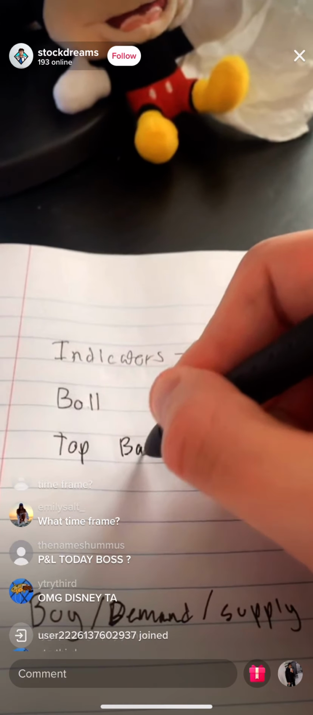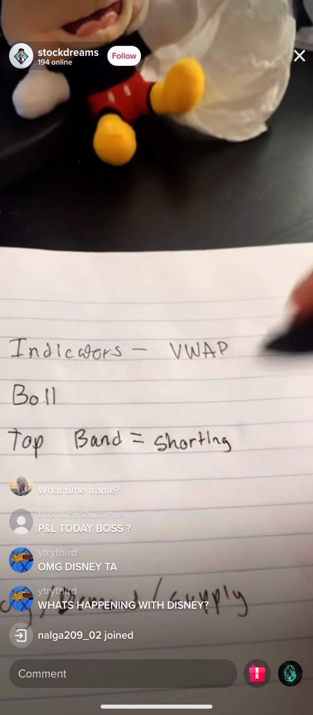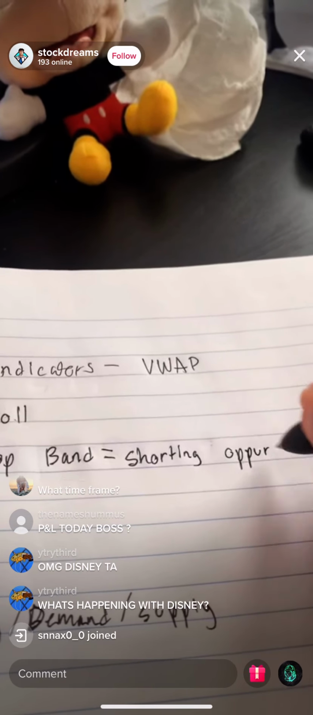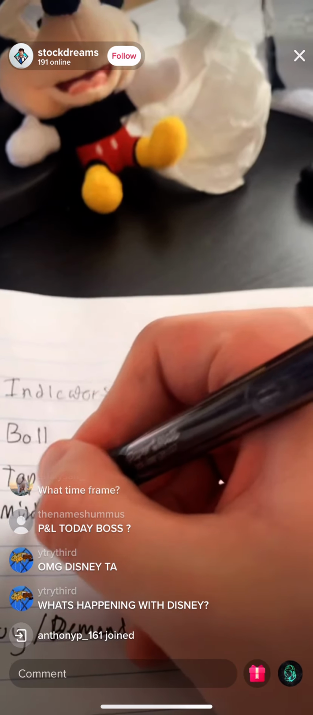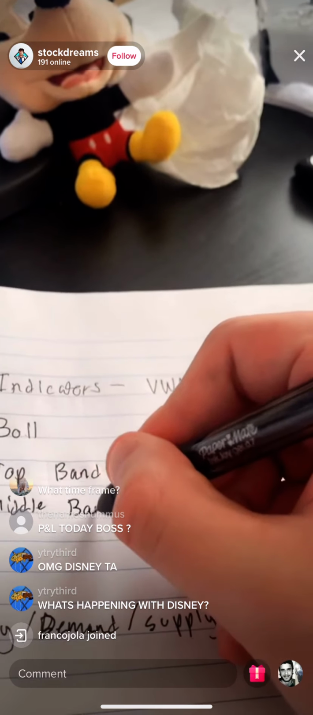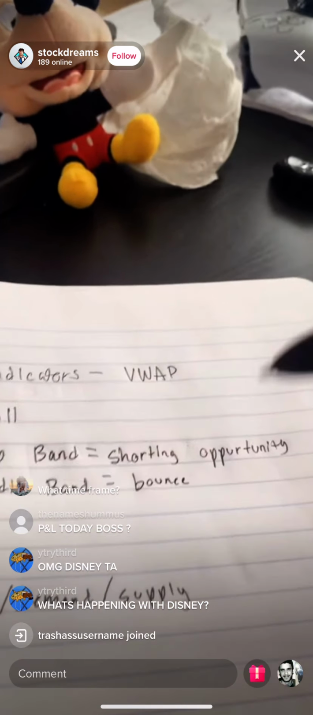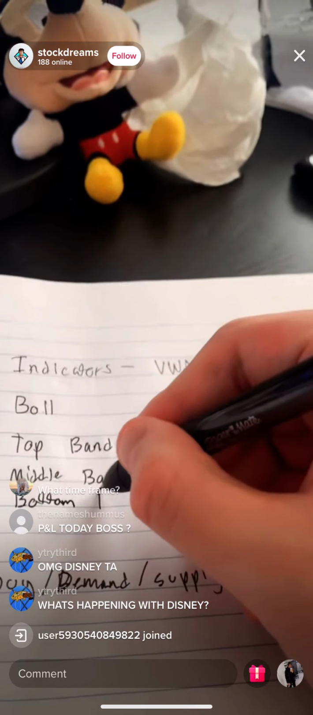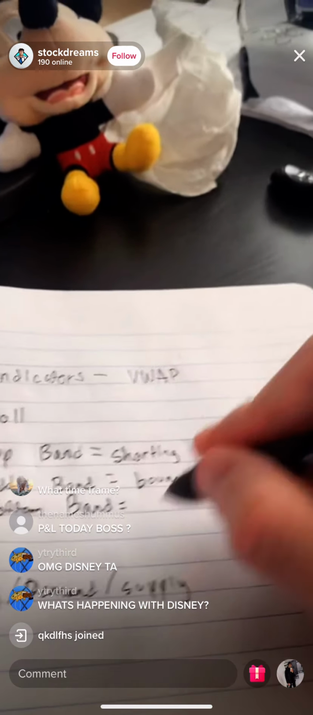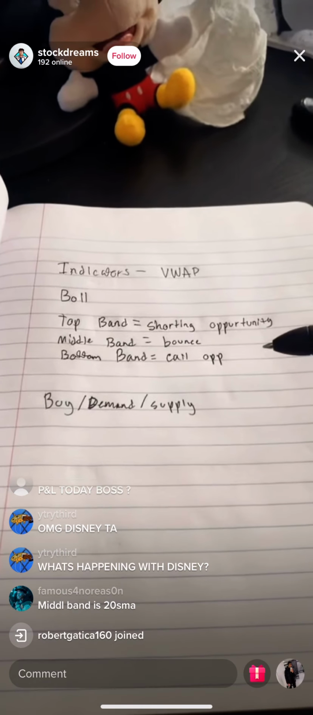Basically, top band equals shorting opportunity. Middle band equals bounce, and I'll go over this. I'm just taking notes. Bottom band equals call opportunity. So I'm going to let you guys write this down.